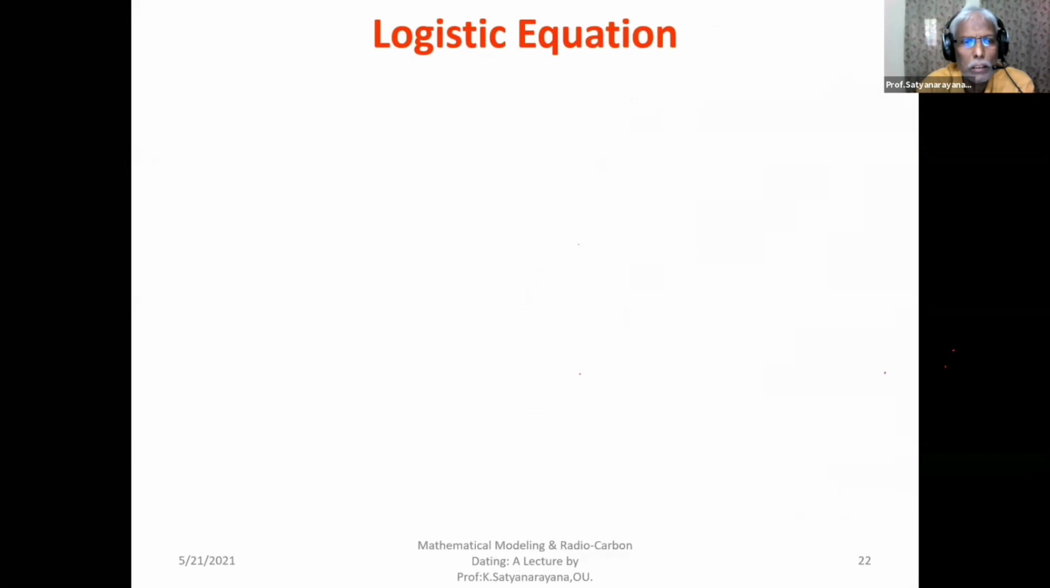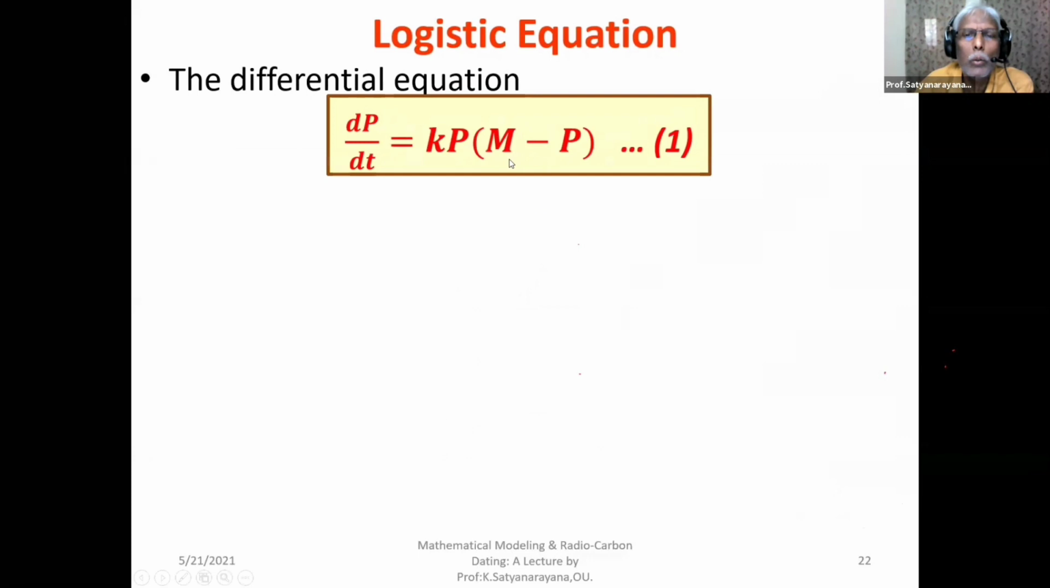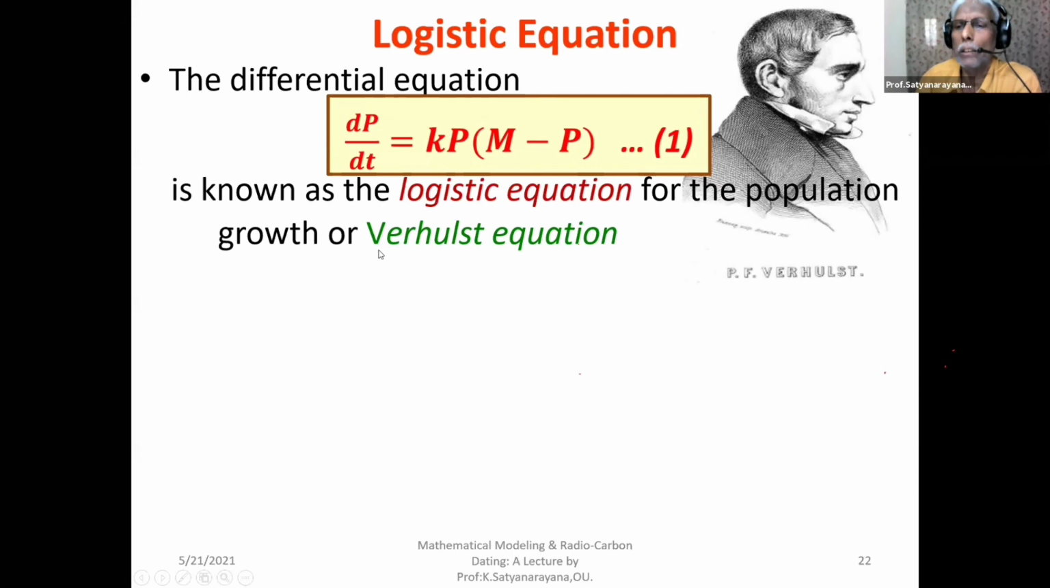This is called the logistic equation. The differential equation: dP/dt = kP(M − P), equation one. So what are you doing? dP/dt, the rate of growth of the population, is proportional to the population present and M − P. That means your population will not exceed a level, that is M. Yes, this is true. Take the human population. The human population as t tends to infinity is not infinity. It will be some fixed quantity. It will not overflow M. M is the sustainable constant. This is known as the logistic equation for population growth given by Verhulst. Verhulst is the man who gave this, and this is the Verhulst equation.